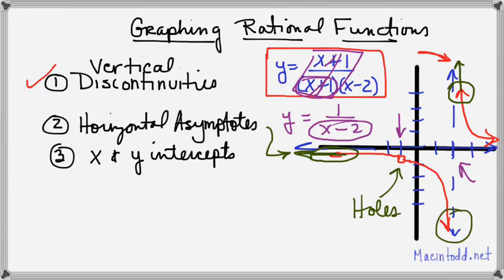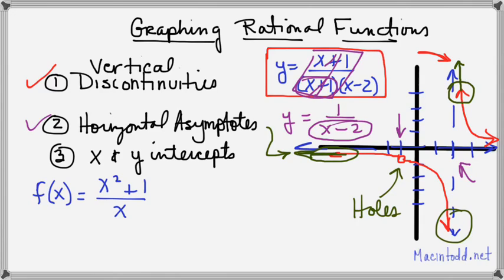Horizontal asymptotes are a little bit tougher to determine. To determine horizontal asymptotes, you have to compare the degree of your numerator and the degree of your denominator. Let me just show you 3 quick functions here, and I'll explain where the asymptotes are. So here's our first function, x squared plus 1 over x.